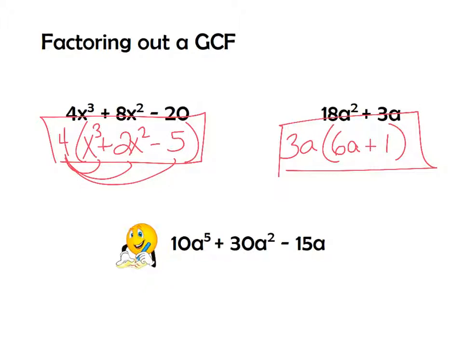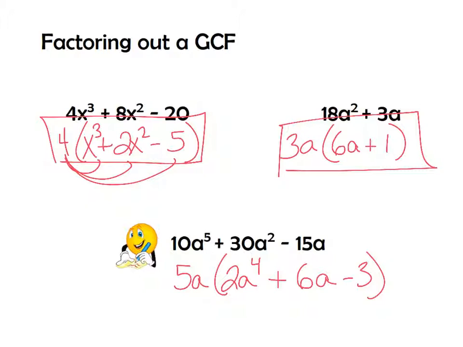Figure out what you could factor out, what is that greatest common factor, and then write in parentheses what's left. Go ahead and pause the video for just a minute while you work through that. All right, here's the answer I got. Go ahead and check yours with mine.